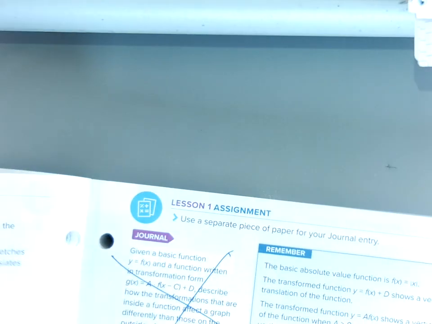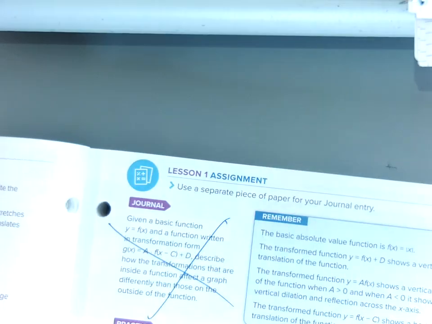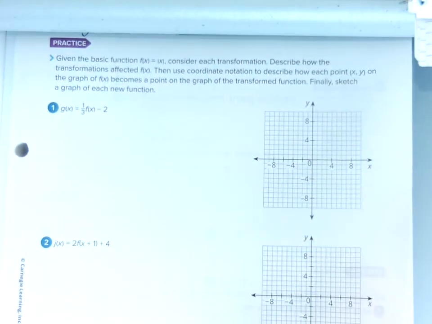So that was our lesson, and homework was page 481 and 482.